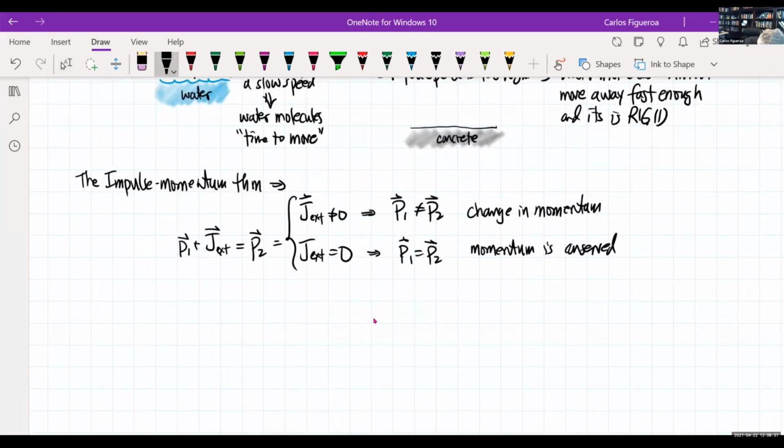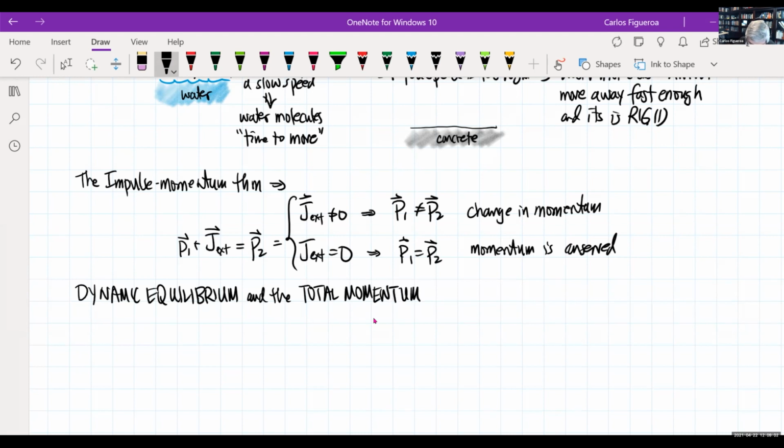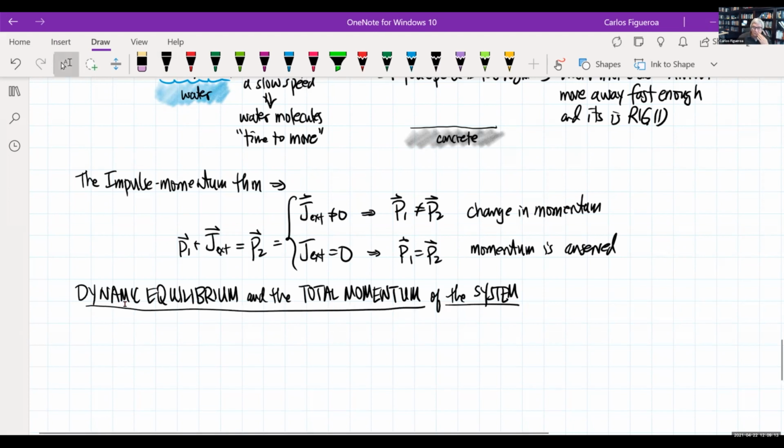Now we want to talk about dynamic equilibrium. And in dynamic equilibrium, when we look at that, we say dynamic equilibrium and the total momentum of the system. And this is what we've been after the whole time. So what we want to do here is that we want to go in and we want to look at this thing.